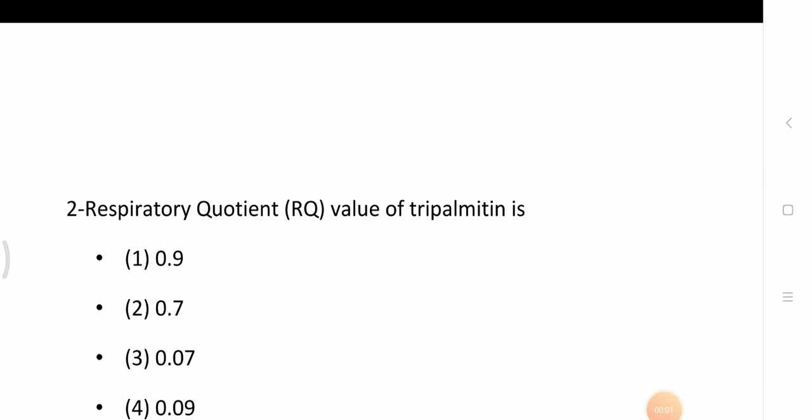So, friends, coming to question number 2. The respiratory quotient or RQ value of tripalmitin is dash. Option 1 is 0.9, option 2 is 0.7, option 3 is 0.07, and option 4 is 0.09. So, first of all, we have to know what is respiratory quotient.